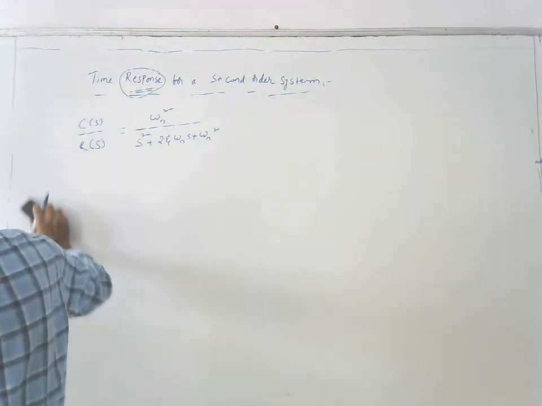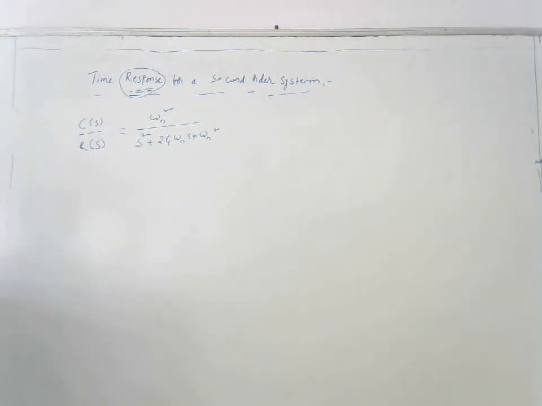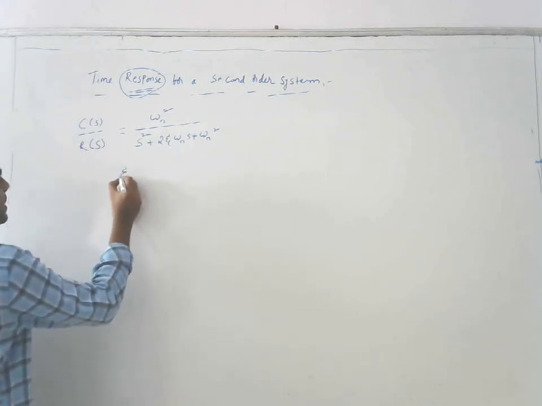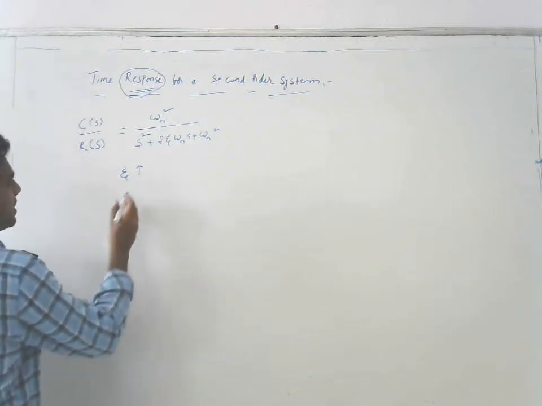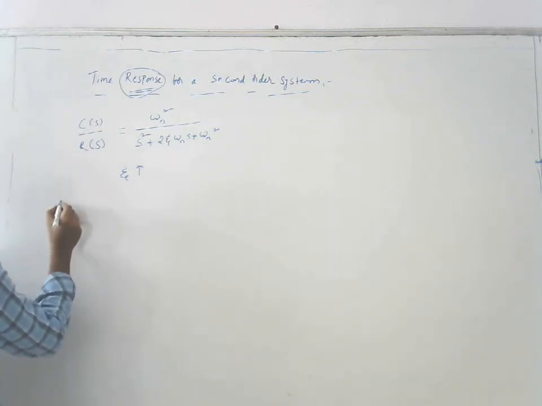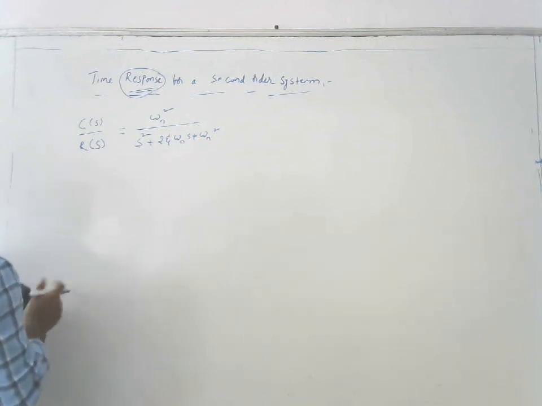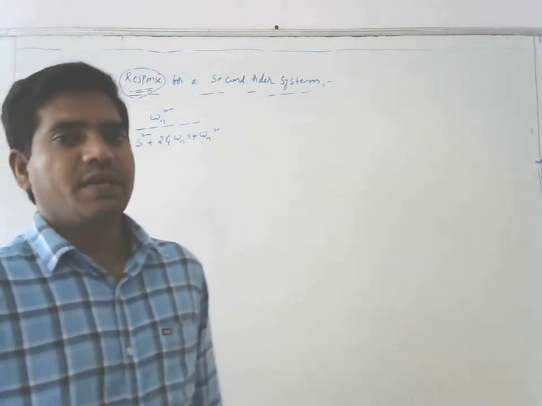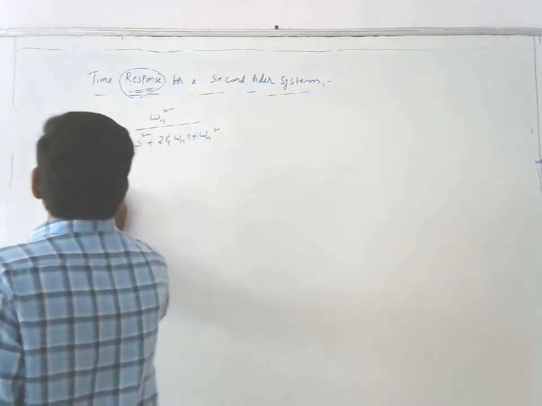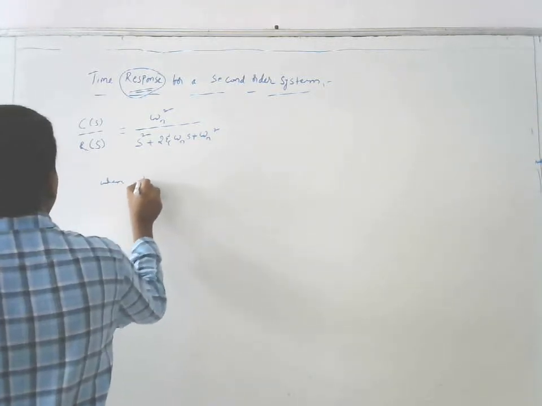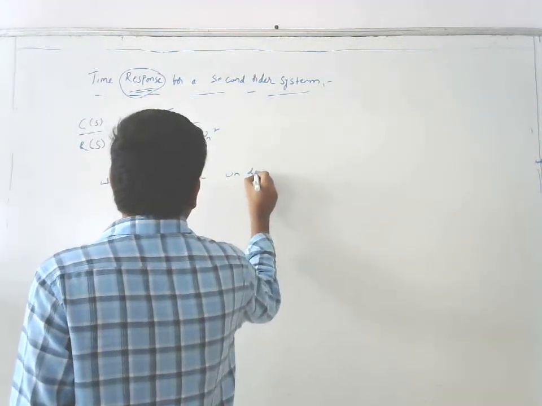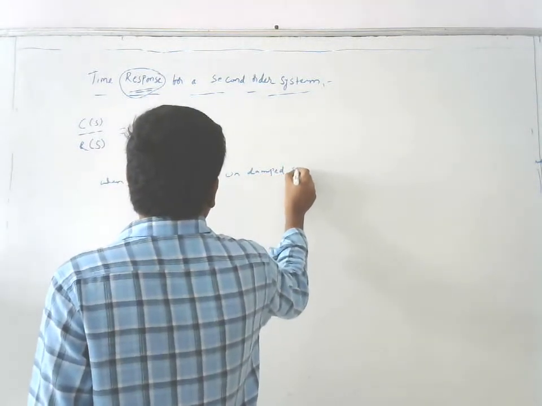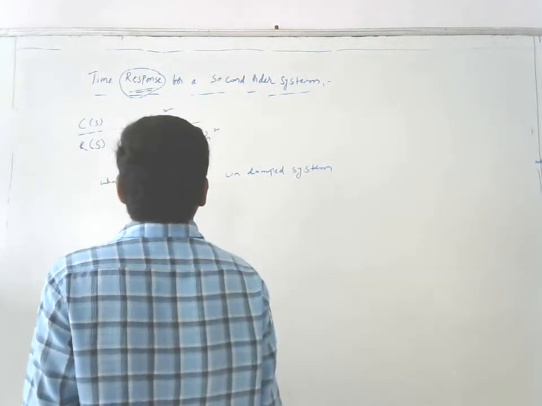Before going to the response of that particular system, the response of a second order system always depends upon the value of zeta. That means we are going to divide the second order system into different types depending upon the values of zeta. When zeta equals 0, we call it an undamped system.